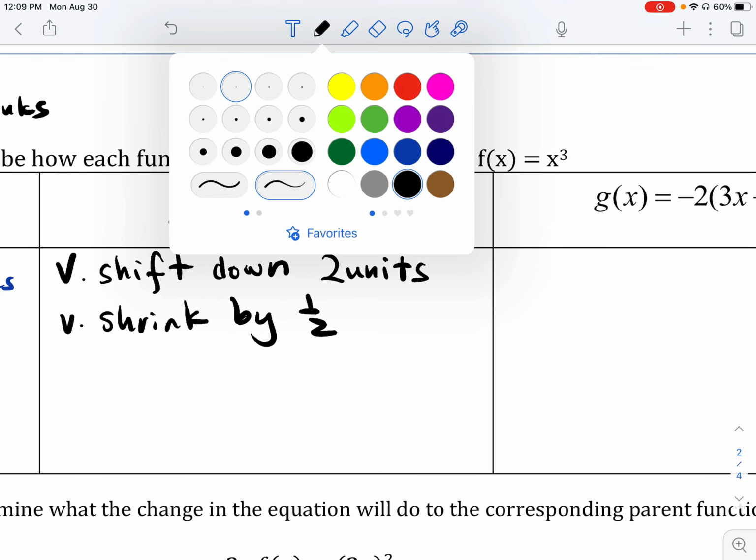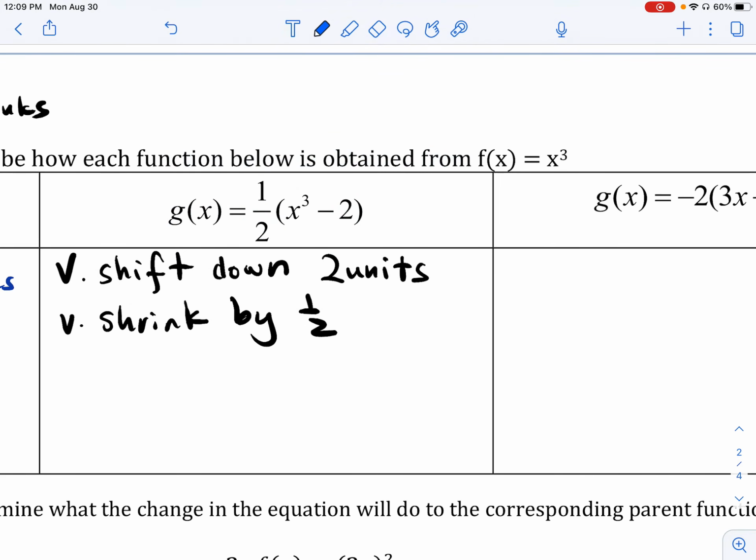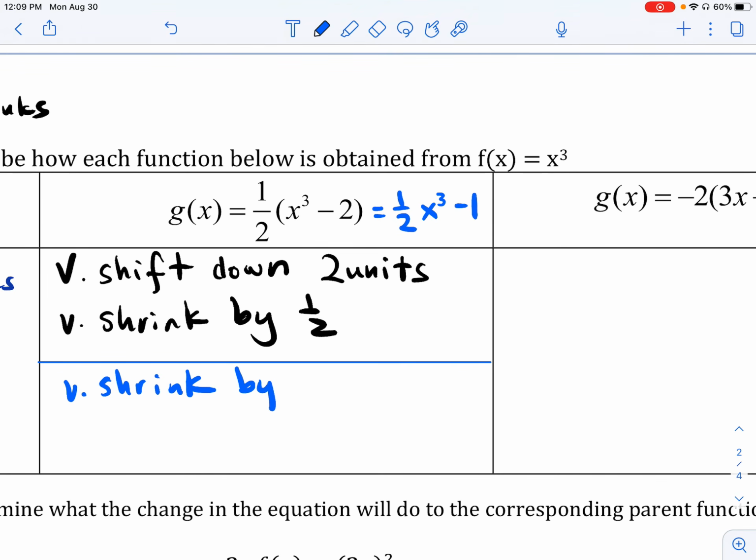Now, I know what some of you are thinking. Some of you might be thinking, wait, could I have distributed that 1/2 and written it as such? And the answer is yes, you could have done this. And if you do that, you would get a different set of equally valid transformations. So if you write it this way, what would be the required order? We would say this is a vertical shrink by 1/2, and then we have a vertical shift down 1 unit. And this is an equally valid set of transformations.